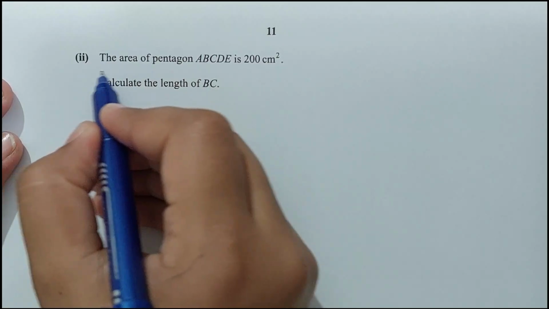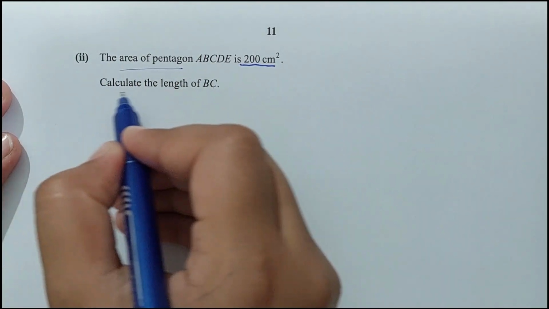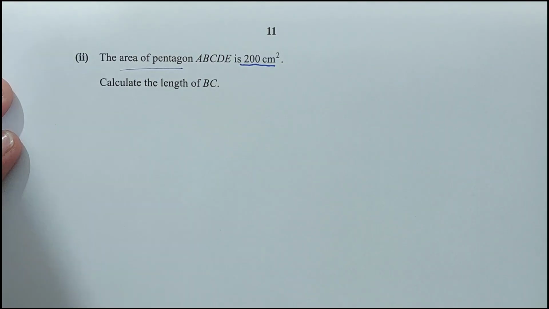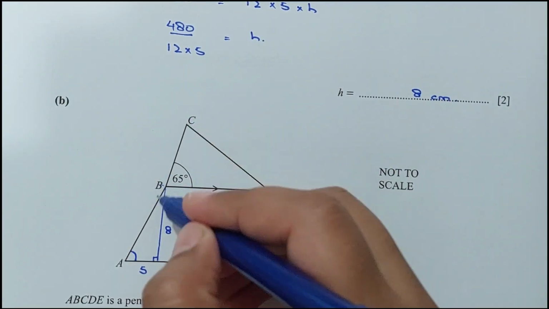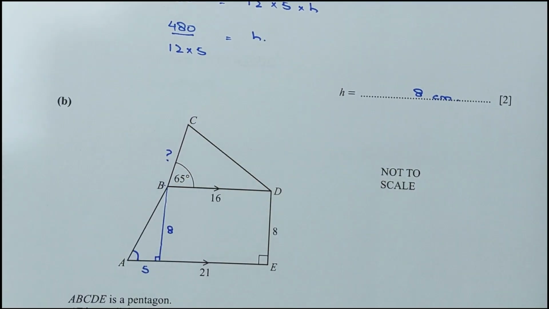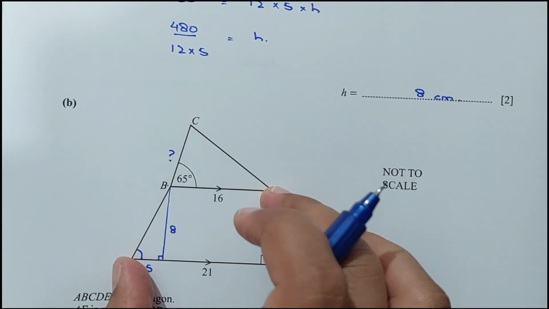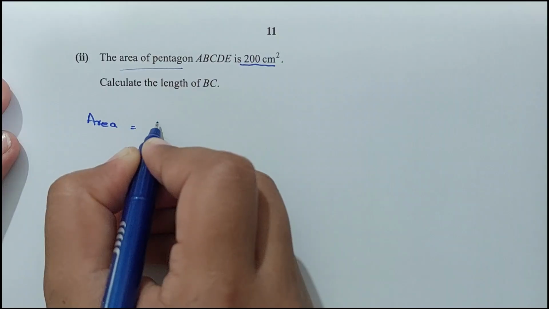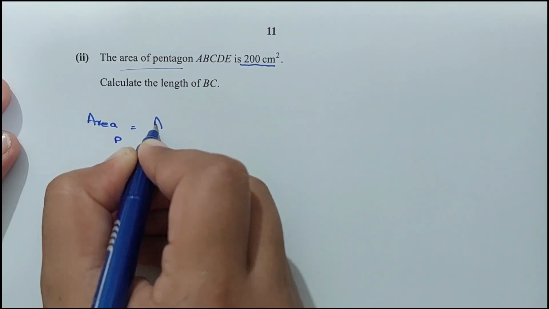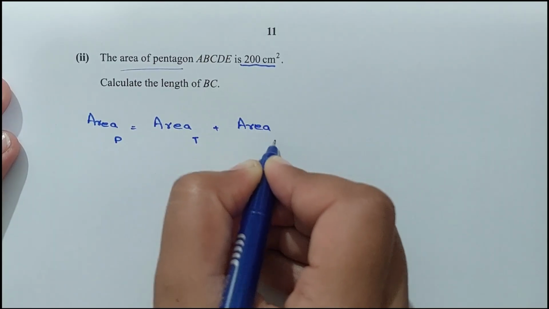Now for the second part, the area of a pentagon ABCDE is 200 centimeters square. Calculate the length of BC. We have been given the whole area, which is 200, and we have to calculate this length BC. The area of the pentagon is the sum of the area of this trapezium plus the area of this triangle.